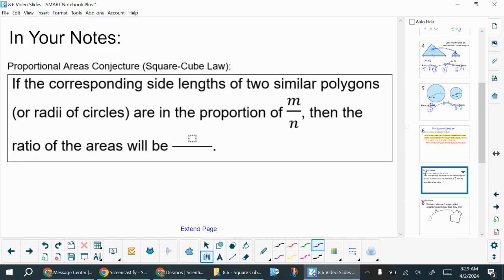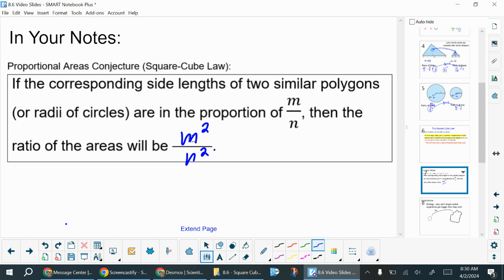And so what I would add in your notes here is this. It says if the corresponding side lengths of two similar polygons, or the radii of circles, are in the proportion, I guess I should probably use the word ratio there, m over n, then the ratio of the areas will be m squared over n squared. And one of those numbers could very well be 1. If the bottom was 1, we usually wouldn't write it. But that's our rule. That's the proportional areas conjecture.